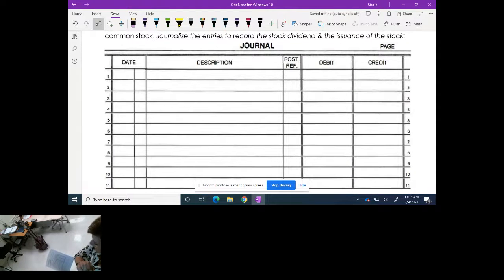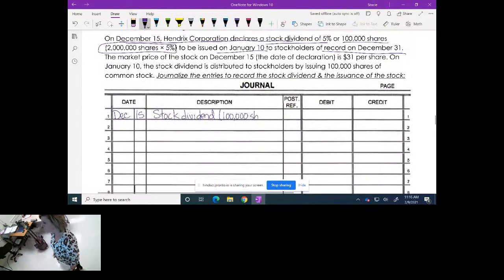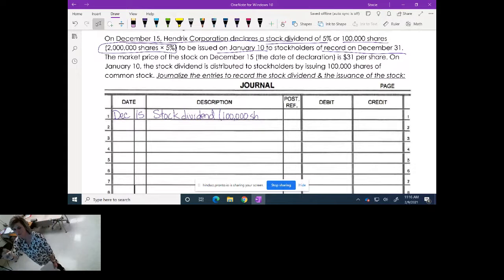All right, so we declared a dividend on December 15th. So that's the date we need to record the dividend and the liability. So this one is called stock dividend because it's a stock dividend. And it is 100,000 shares. What do you think? Times what? How about that? Market price is $31 per share. So what do you think we're going to do there?